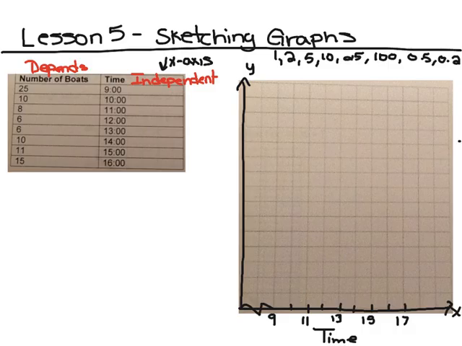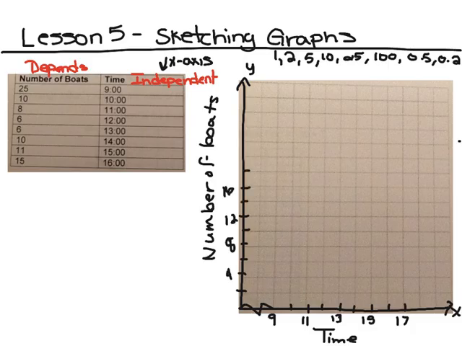Now we're going to do our y-axis. So this is our number of boats. So we're going to choose a scale that is appropriate. We're going to go up by 2s. So 2, 4, 6, 8, 10, 12, 14, 16, 18, 20, 22, 24, 26, 28.